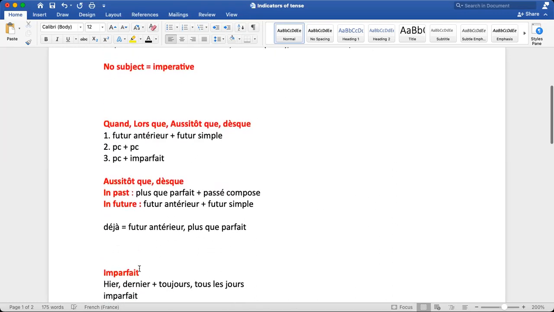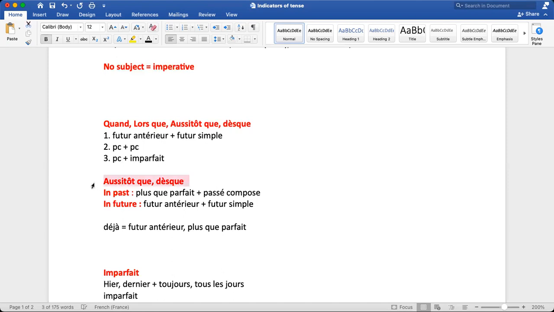Okay, now quand, lorsque, aussitôt que, and dès que. When there are these four indicators, we have three types of tenses. One pair is futur antérieur and futur simple. One pair is passé composé and imparfait. When there is futur simple, you will use futur antérieur only. When there is passé composé and imparfait, you have to check.